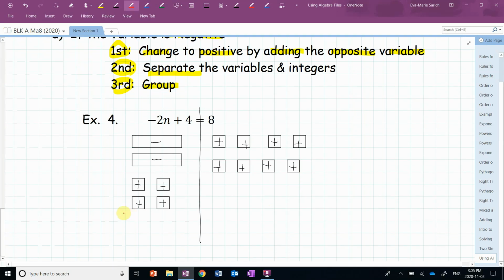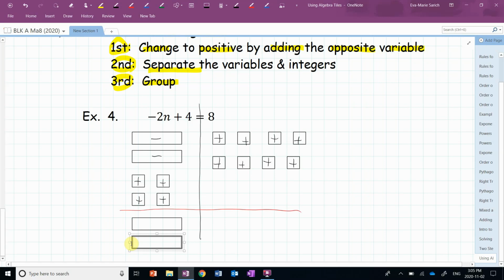Okay, so the next step is, I've got to make these variables positive. So what does that mean? I have to add the opposite. So if this is a negative variable, I'm going to add a positive variable. Okay, if I add a positive variable to the left side, I have to add a positive variable to the right side.